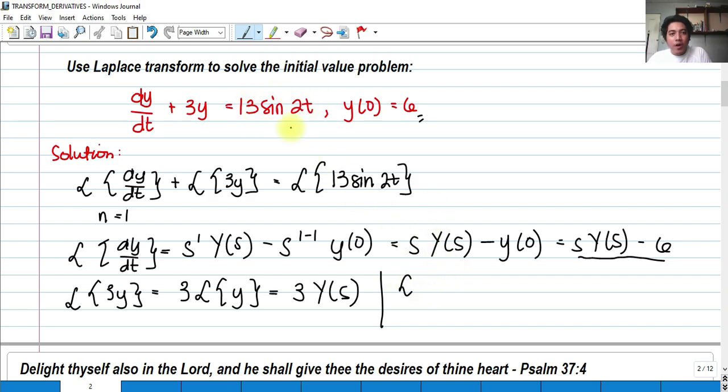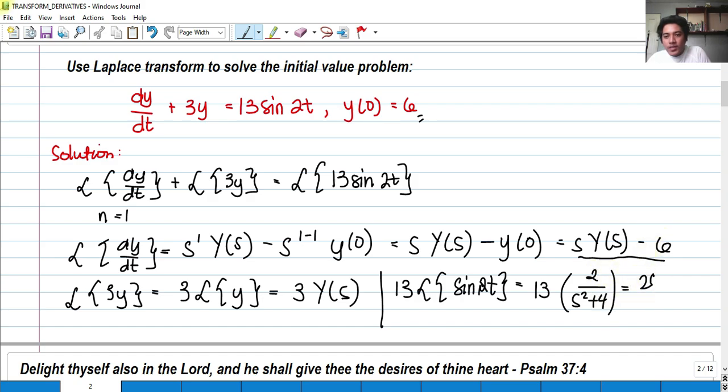We learned this from our previous video, where I discussed how to get the Laplace transform of that. So we can factor out 13 outside of the Laplace. We have sine 2t. The Laplace transform of sine 2t is 2 over s squared plus 4. 13 times 2 is 26 over s squared plus 4.